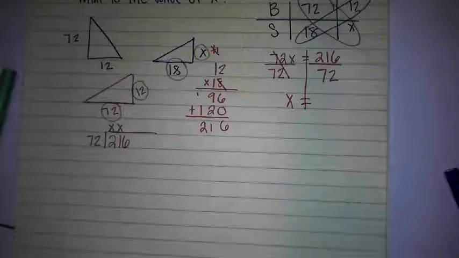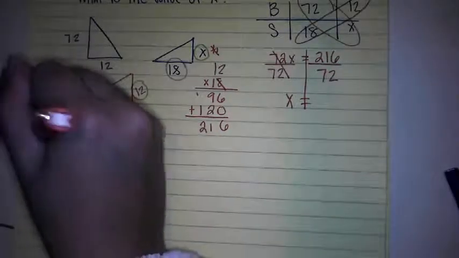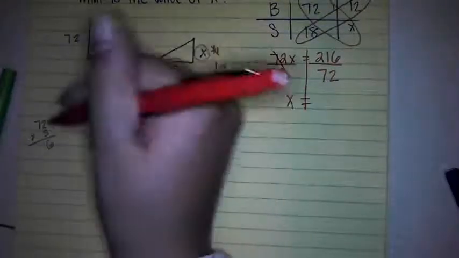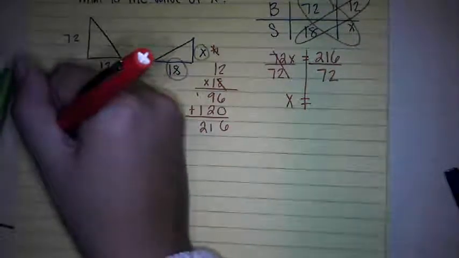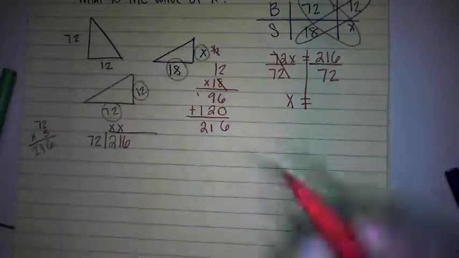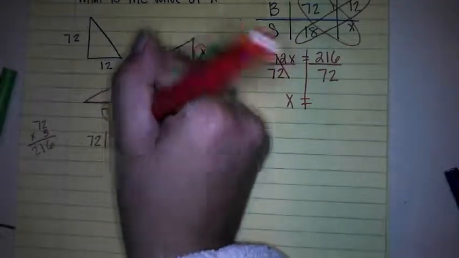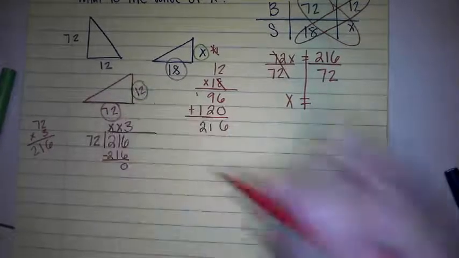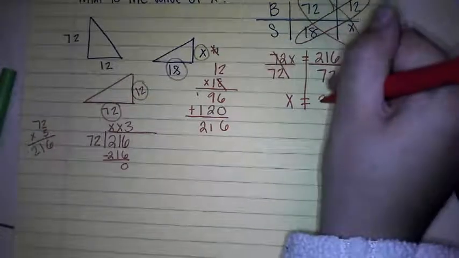I'm going to say 3. So 72 times 3, 3 times 2 is 6. 7 times 3 is 21. So look at that. First try. 72 times 3 is 216. 216 minus 216 is 0. So X equals 3.